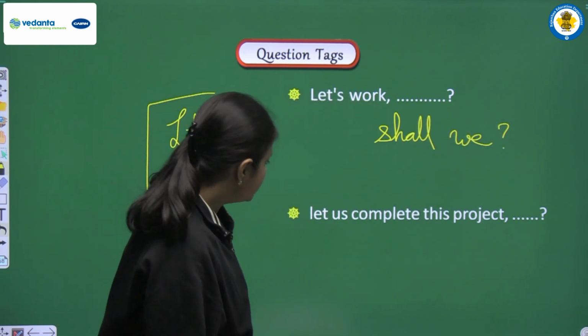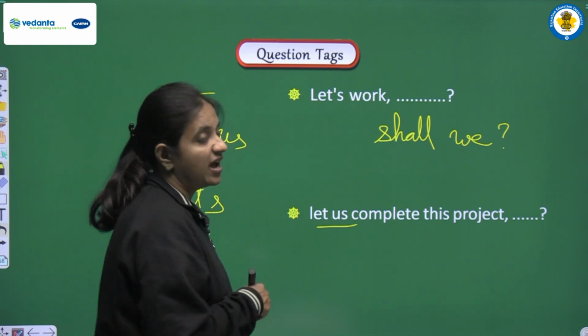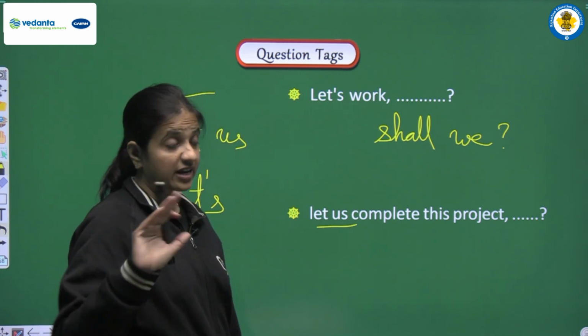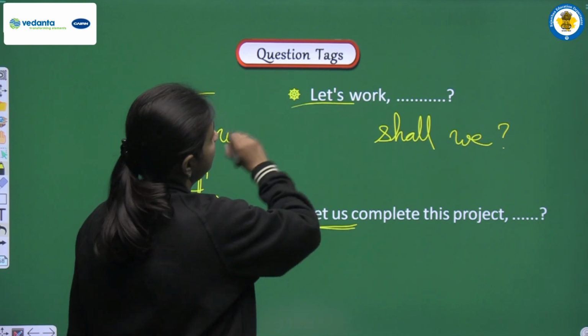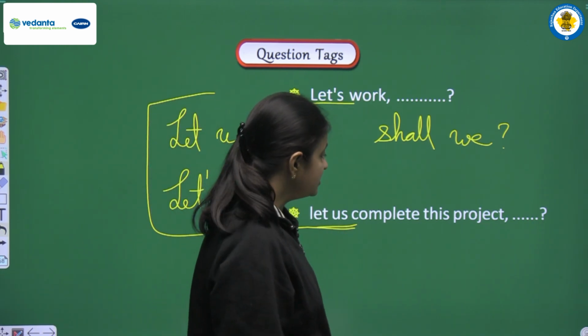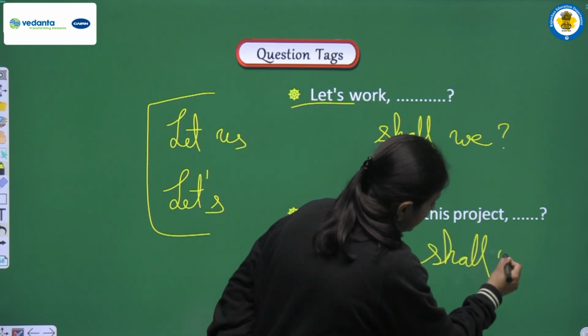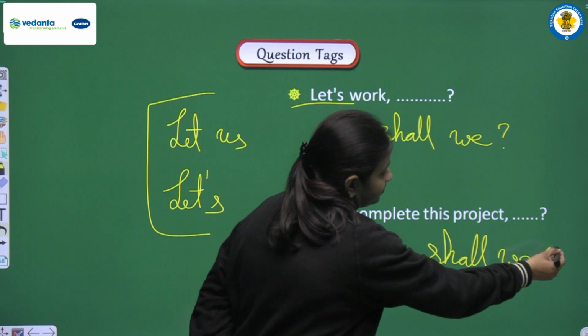Okay. Next sentence, let us complete this project. In this sentence we have let us, so students, don't get confused. Let us and let's are exactly the same words. So we have let us complete this project, and again our question tag will be shall we.